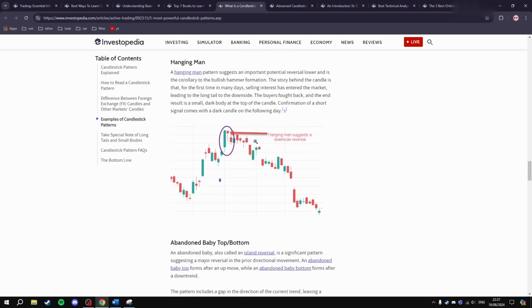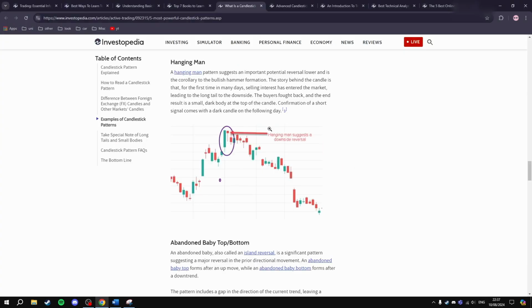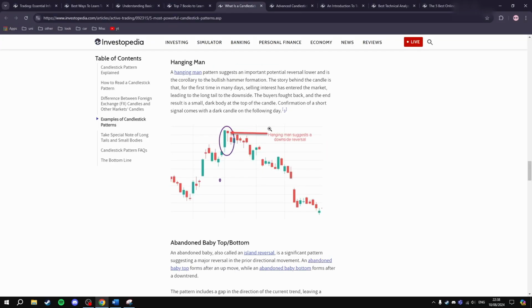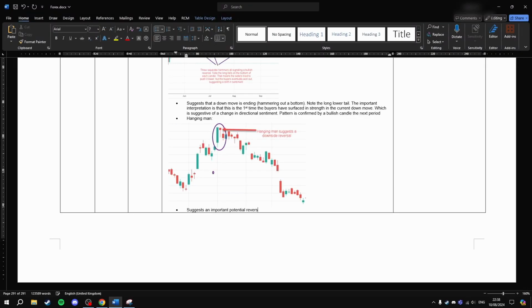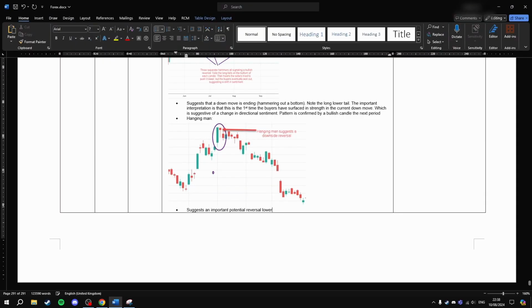Hanging man suggests an important potential reversal lower, and is a corollary to the bullish hammer formation.